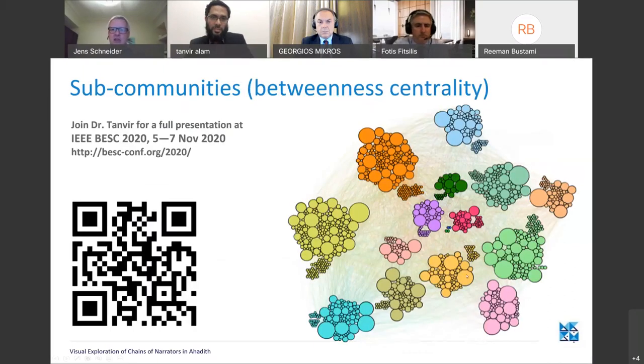This here is a particularly interesting visualization that Dr. Alam did, and he will be presenting this work as well at a conference that you can register for free soon, 5th to 7th November. This shows the sub-communities, the clusters, because now we have this network, the social network graph, and we can use all the analytics tools that we have at our disposal as modern data scientists to analyze and look into this data.